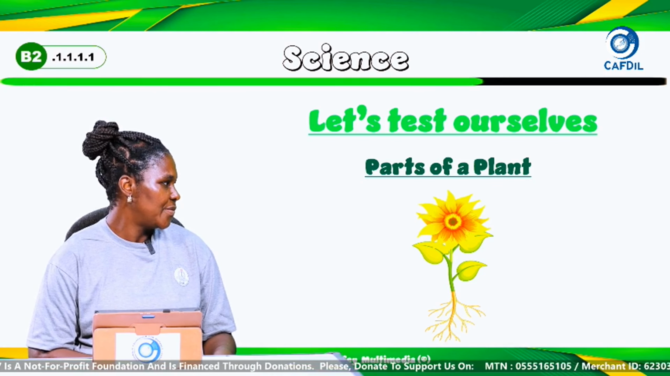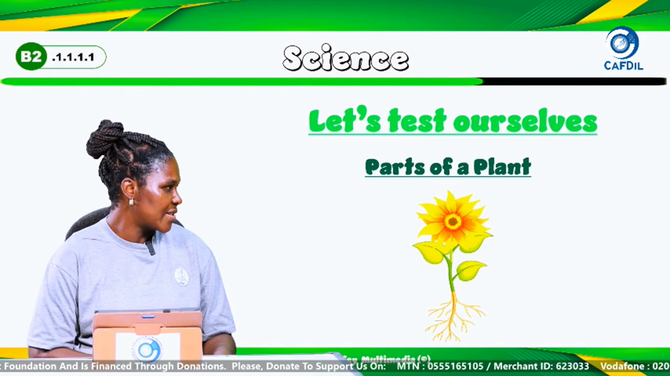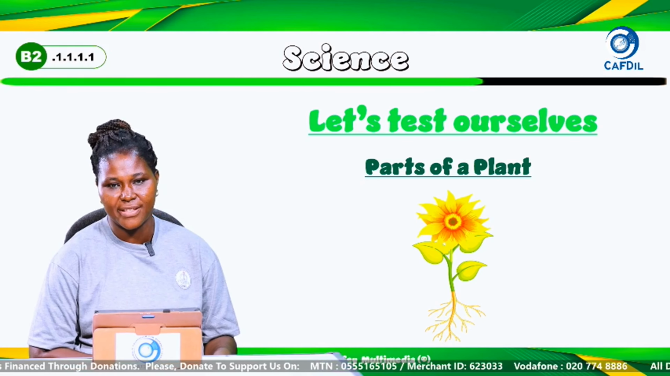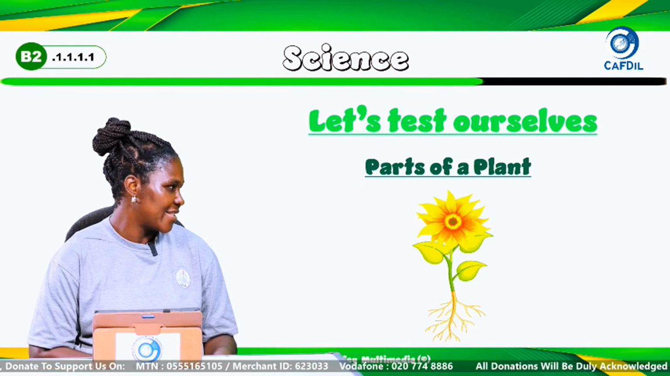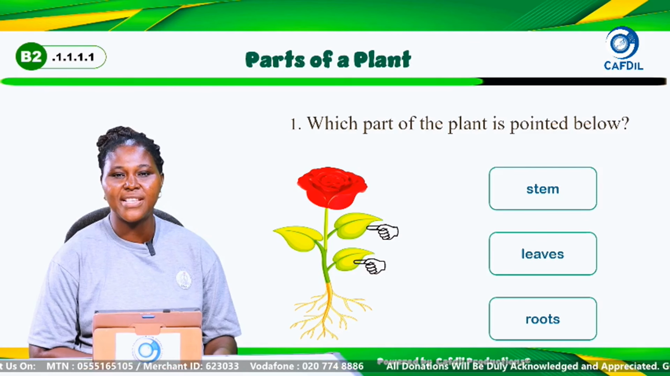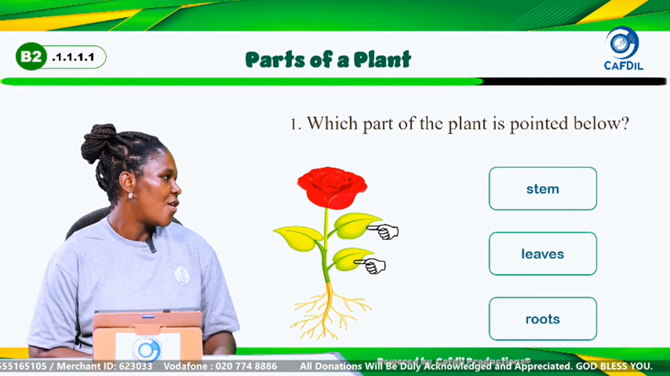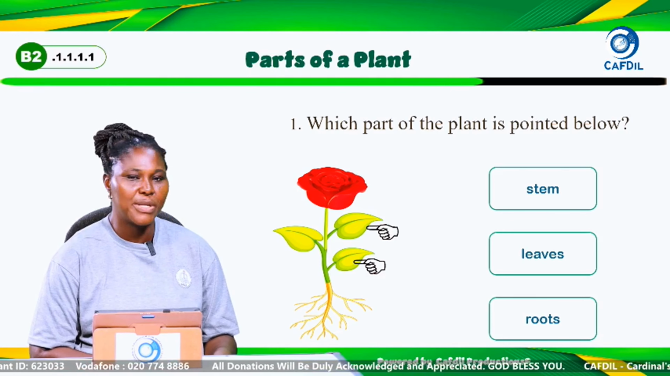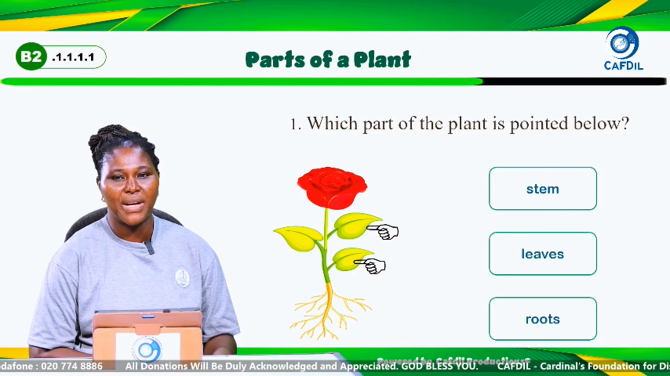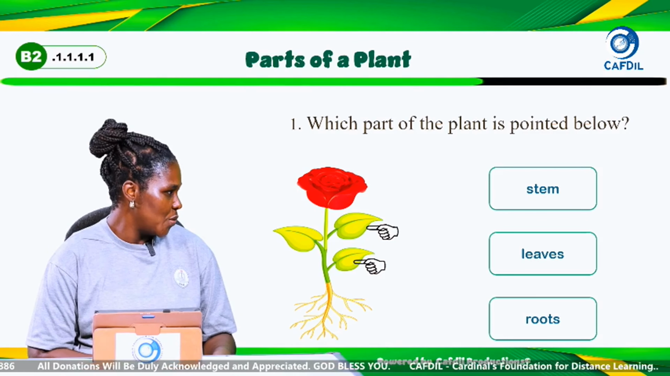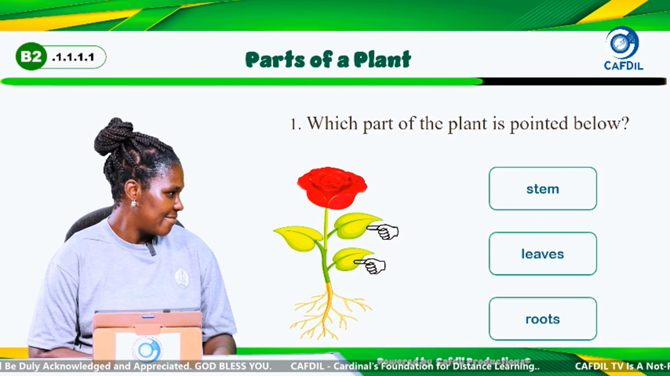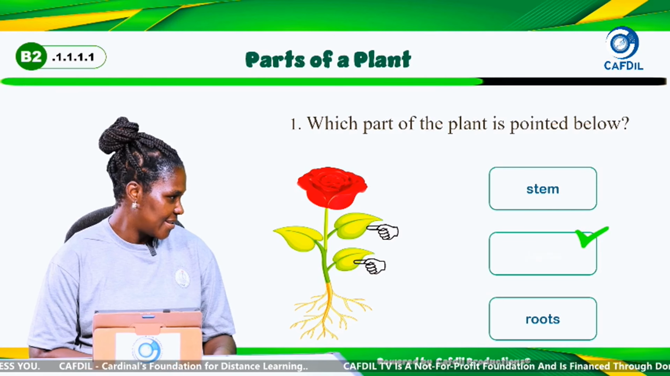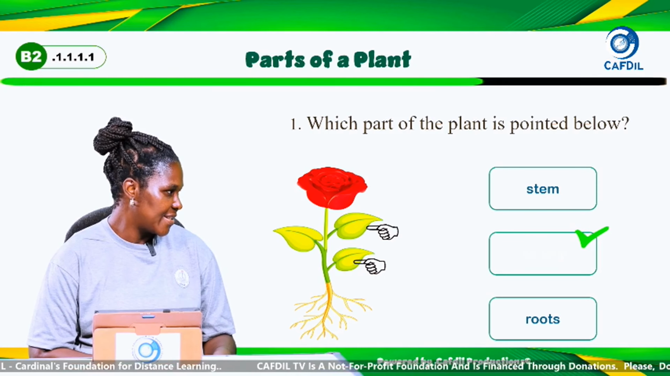Good. So let's test ourselves on parts of a plant. Our first question says, which part of the plant is pointed below? We have the stem, the leaves, roots. Yes, so the leaves.